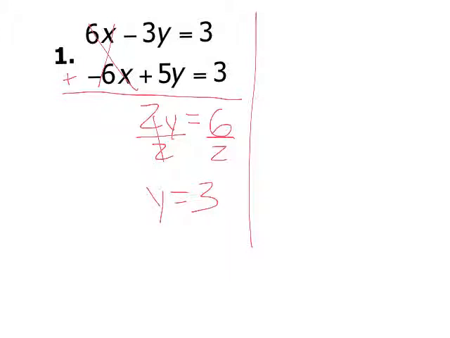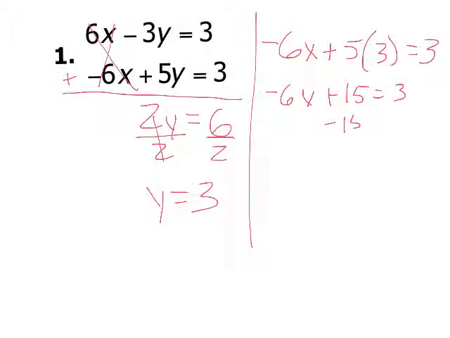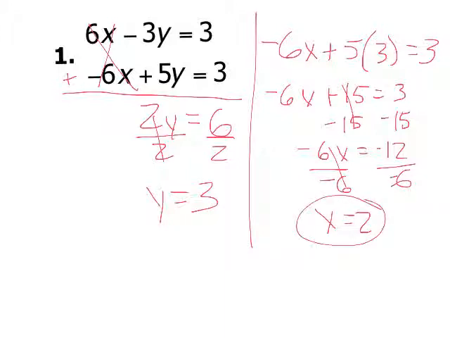Chad, would you like the top or bottom? Bottom. So I have negative 6x plus 5, and y is 3, equals 3. So I have negative 6x plus 15 equals 3. Subtract 15. Negative 6x equals negative 12. Divide, and x is negative 2. No, positive 2, sorry. So then my final answer is 2, comma 3.